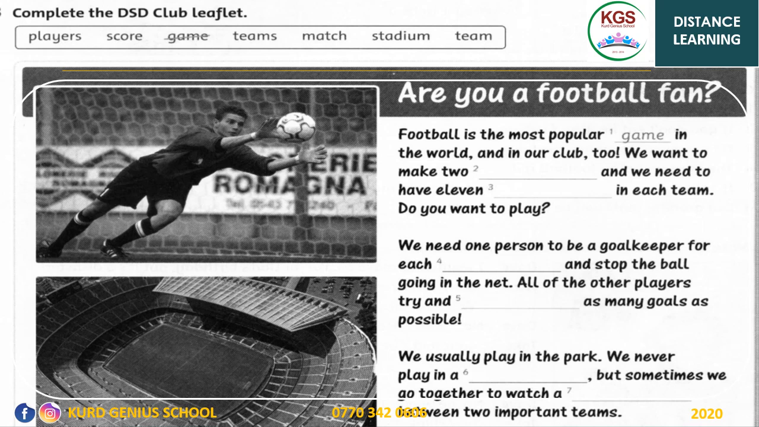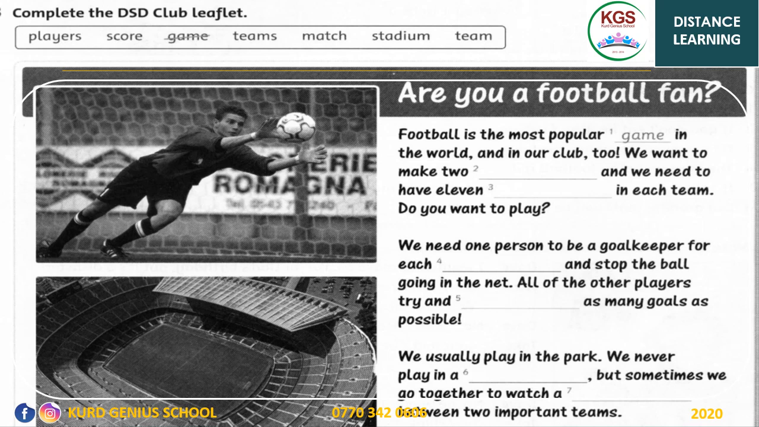Moving on to the exercise, we have a couple of pictures, some words, and then a text, and then some blanks. We'll have to understand the words, then the text, then we'll be able to fill in the blanks. I'll be reading it slowly so that you can write down the solutions with me. So, football is the most popular game. So the first word is done. In the world, and in our club too.